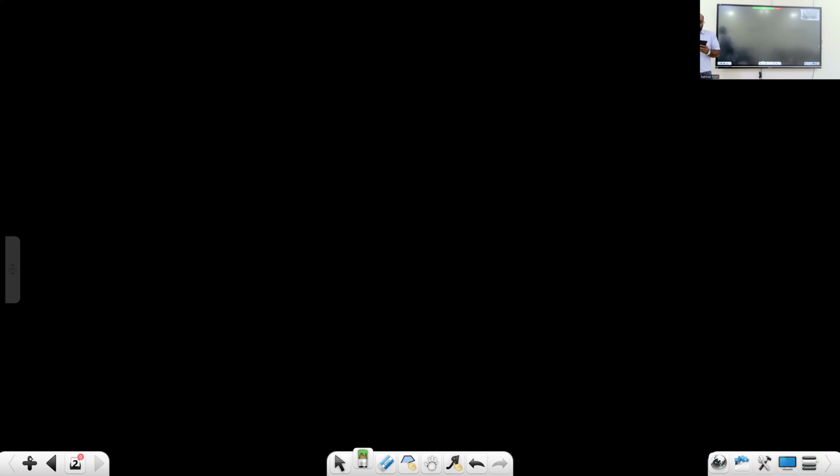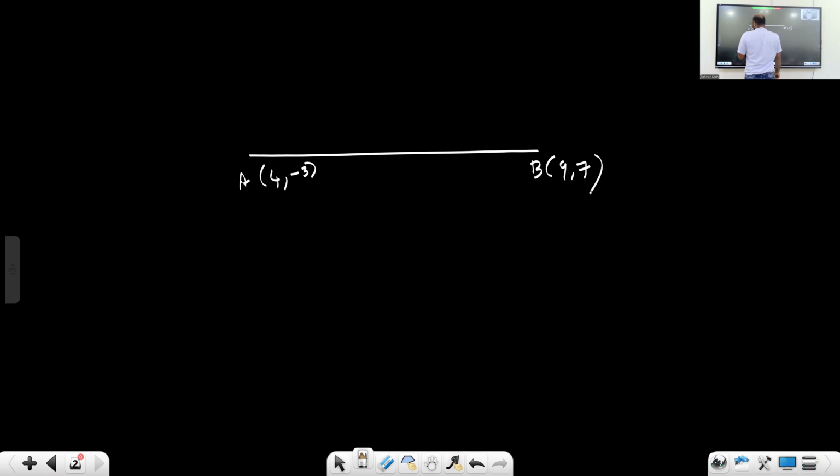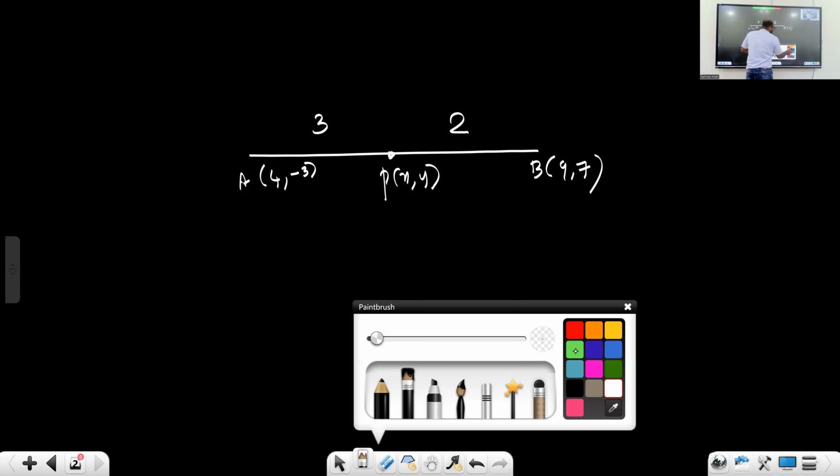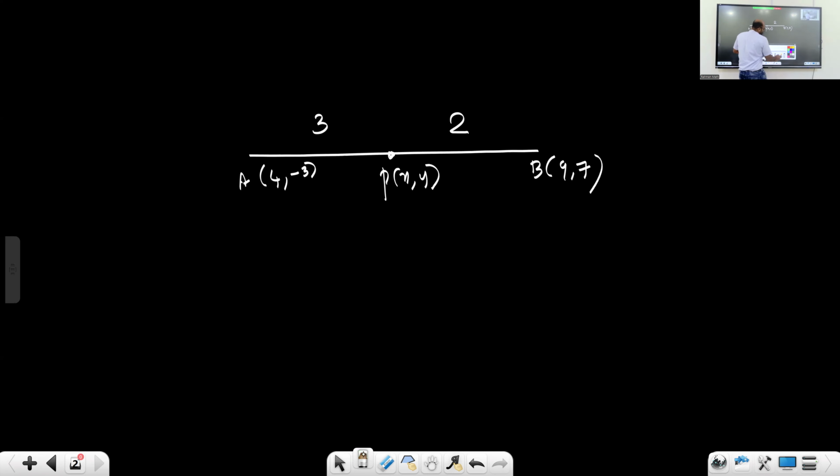Find the coordinates of the point. When you are checking the question, immediately draw the diagram. No need to wait for me. A is given as (4, -3). Basic students, be careful, this type of question will be asked. B is (9, 7), and the ratio is given, 3 is to 2. We want to find the point of division, which we are calling XY. All of you draw the diagram. No need for a scale, don't waste time. Please make it fast to save time.